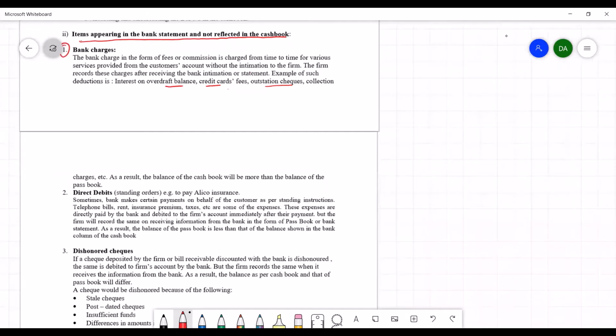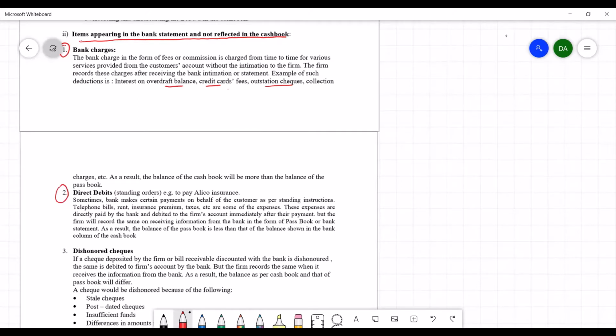Next is direct debits. An example of direct debits is a standing order. This happens in a case whereby the bank makes some payments out of the bank account on behalf of the customer, especially due to the customer's prior instruction, like a standing order.